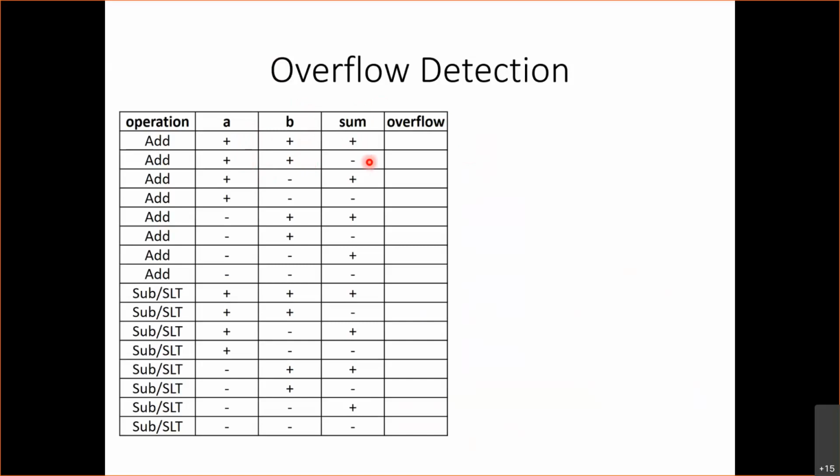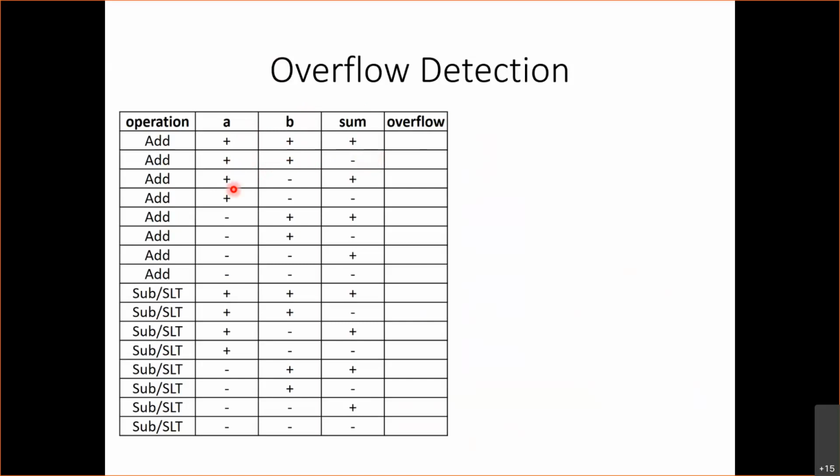It's not possible in real math. But in my ALU, if I add two positive numbers and the two positive numbers are too large to represent, what's going to happen is the result is going to look like a negative number. So if I add two positive numbers and get a negative number, this means I have overflow.